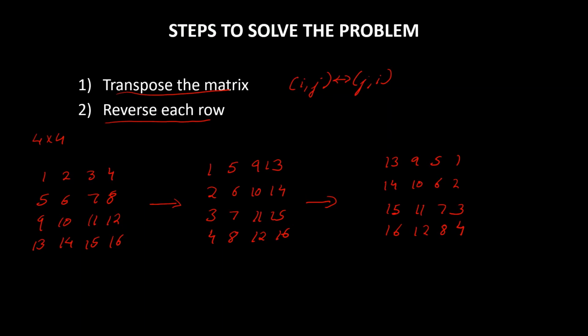Now we have to code this. The code is very simple. We have to perform these two steps. First we have to transpose the matrix. This is the transpose part and this is the final output. So let's see the code.